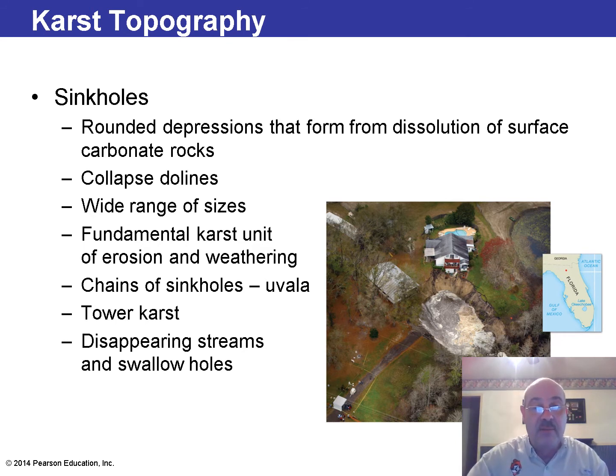All right, fundamental karst unit of erosion and weathering. So you have to have the sinkhole before you have anything else. Chains of sinkholes are known as uvala. We already said that. Tower karst, mogotes, haystack hills, and then disappearing streams are swallow holes.